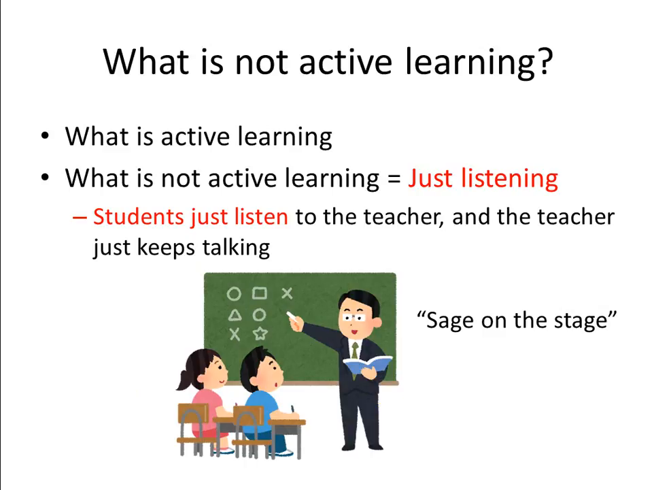Okay? And in this kind of case, we call this teacher a sage on the stage. A sage is someone who is clever, who is intelligent, who has a lot of knowledge, and he stands on the stage and gives a lot of information to the students from the stage. So he's a sage on the stage. And if the teacher is like this, we don't call that class an active learning style class. That's not active learning. Okay, do you understand this? I think you do, I hope.